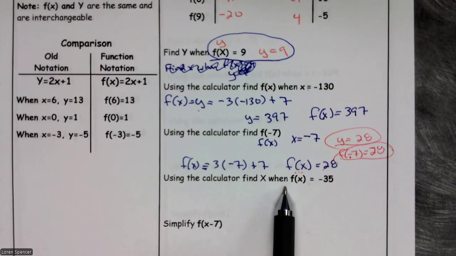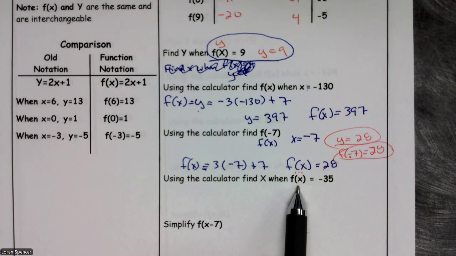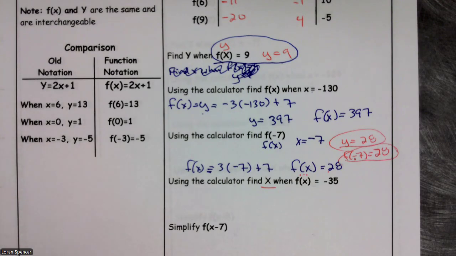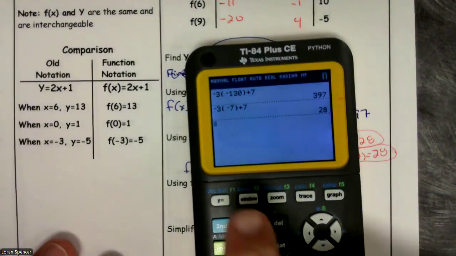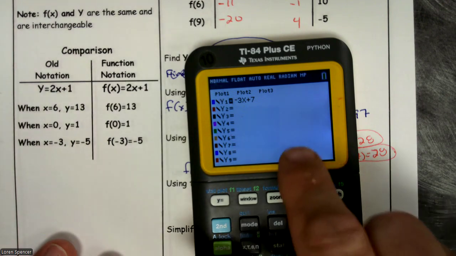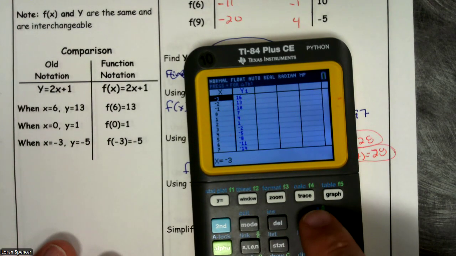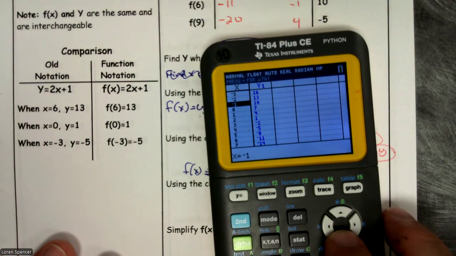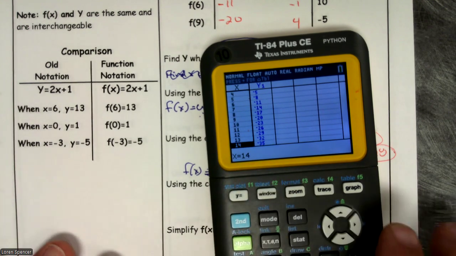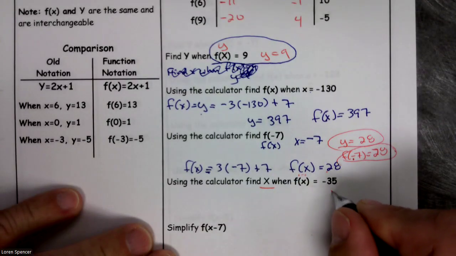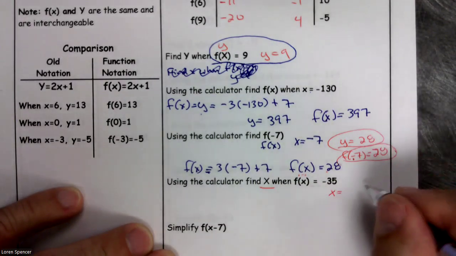Using the calculator, find f of x equal to negative 35. Using the calculator, find x. All right, so first off, let's go back to y equals, and we have negative 3x plus 7, and let's go back to our table. And we're looking for y equal to negative 35 and see if we actually get that answer. If it doesn't show up, it did show up on our problem. So we know that x, in this case, equals negative 35.